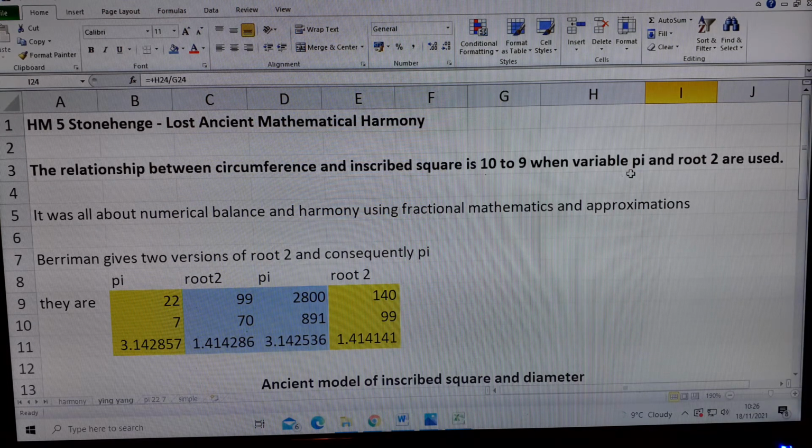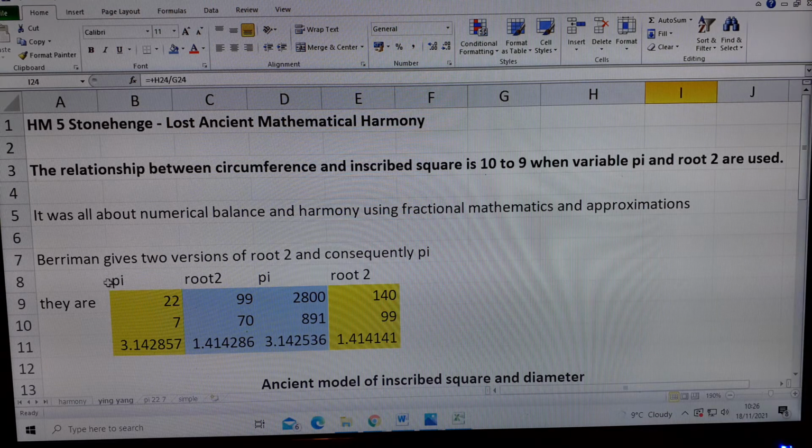And this is taking it much, much further, because what we're finding is pi can be a variable and root 2 can be a variable, and this relationship will still remain a constant. And that's why any number of variations can appear when we look at the relationship between root 2 as a diameter and pi.